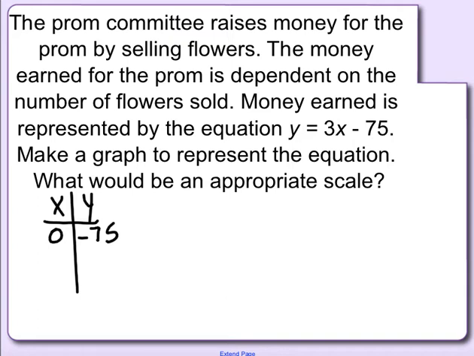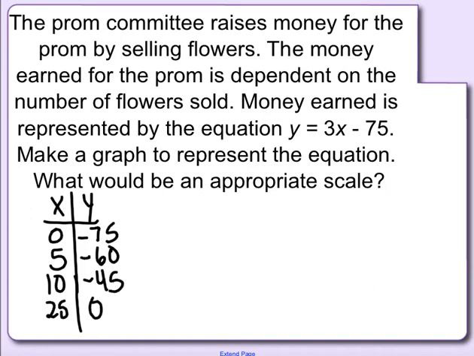Maybe we plug in that we got 5 flowers sold. Then we would say, all right, 15 minus 75 is a negative 60. We keep going, maybe 10. Okay, 30 minus 75 is negative 45. And we keep going on. Well, as you can see, we're still in the negatives. We haven't earned any money yet, so maybe we need to go bigger numbers. Maybe we ended up selling, let's say, 25 flowers. Well, 25 times 3 is 75, so we finally broke even.